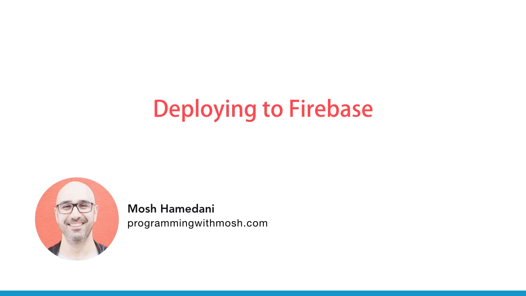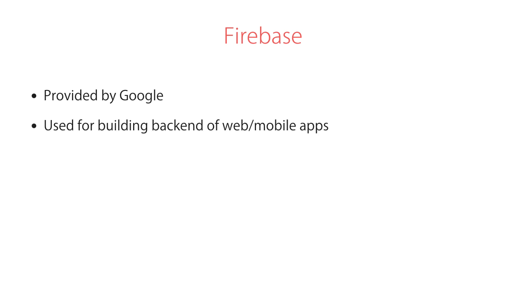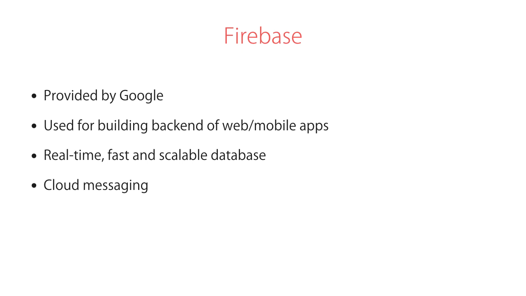Our second deployment option is Firebase. Firebase is a platform provided by Google that we use to build the backend of our web and mobile applications. So with Firebase, we get a real-time database that is super fast and scalable. We get cloud messaging, we get hosting, and a bunch of other services. Later in the course, we have a separate section about Firebase.